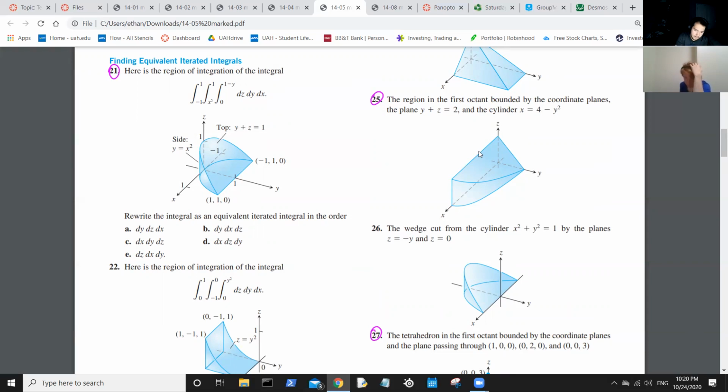I'm pretty sure that's how I would do this, or start it, if I start with dz. Go up to the bottom of the figure, 0, and you're going to approach the plane. The plane, set equal to z, is 2 minus y. So our first bound is 0 is equal to 2 minus y.